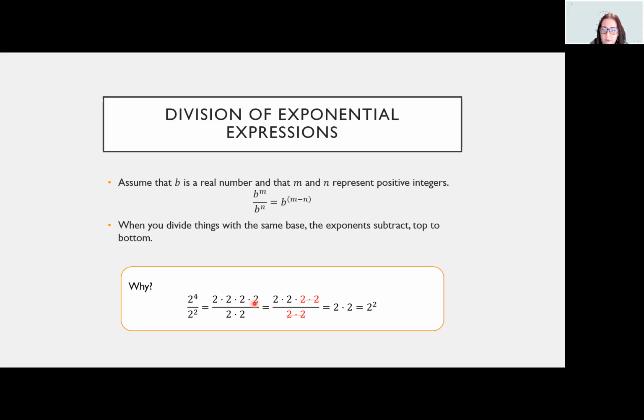And we can cancel things out. So you can see that we can cancel 2 on the top and 2 on the bottom, just like we cancel things with fractions. And that leaves us 2 left over, which is 2 times 2, or 2 squared. So that's the same as doing 4, the top exponent, minus 2, the bottom exponent, and we're left with 2 left over. So when we're subtracting exponents, it's like we're subtracting out what matches, and we are left with whatever is left over.